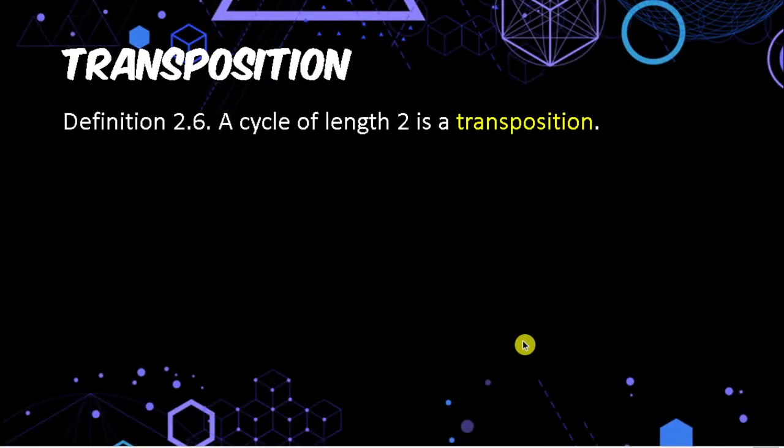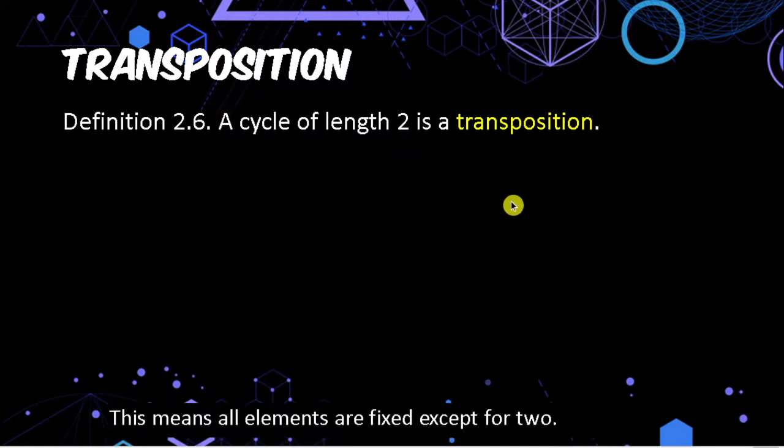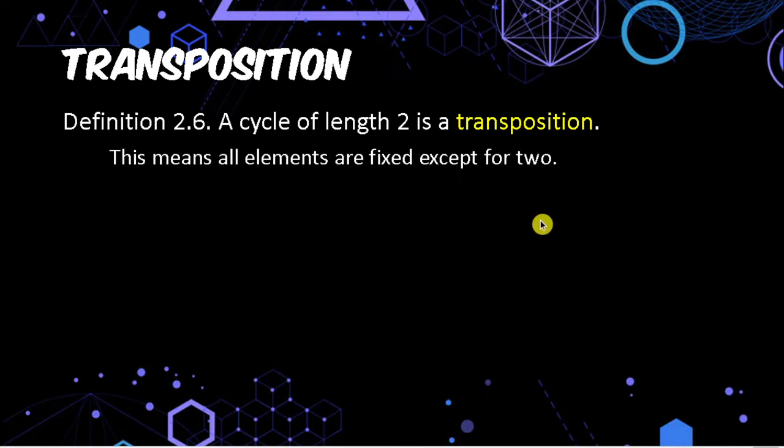And, okay, this is now a new concept, transposition, but it's related to those previous slides. What is a transposition? It's very simple. It's a cycle. So, it's a special type of cycle, pero ang length niya ay naka-fixed sa 2. A cycle of length 2 is a transposition. Ibig sabihin, sa permutation na yon, lahat ng elements ay naka-fixed except for 2.